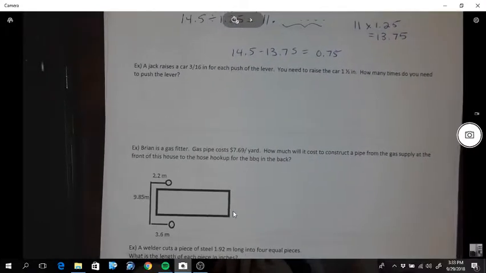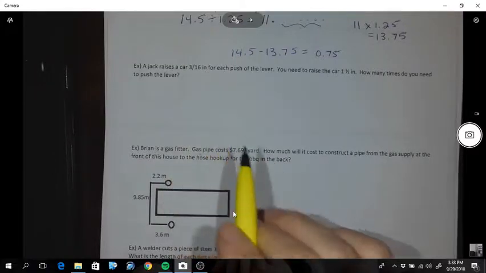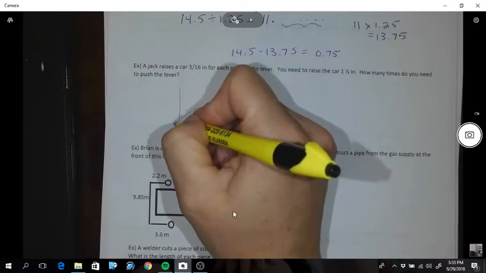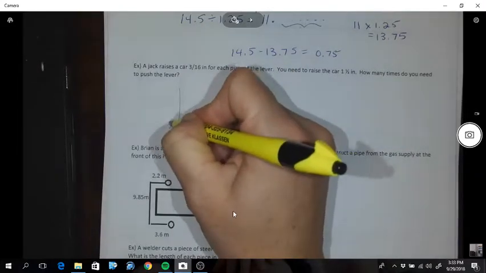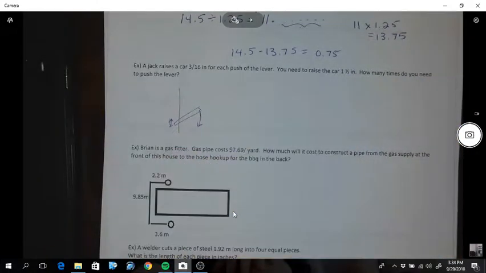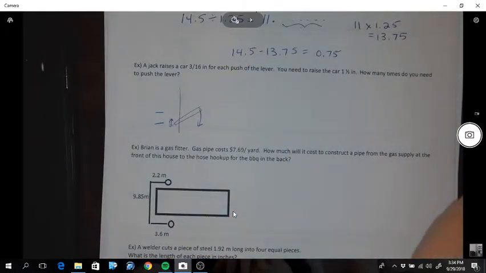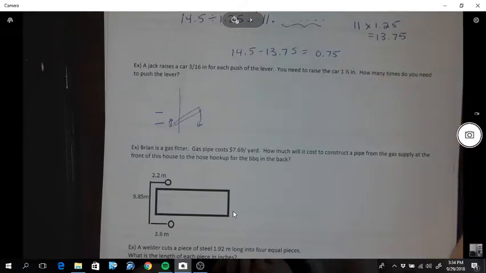Alright, example 3. Jack raises a car 3/16 of an inch each time he pushes on a lever. If you know what a lever is, you push down, and as you push down, you crank something up. So each time it's going up 3/16, and you need to raise the car a total of 1.5 inches. So how many of these fit in there would be a division question.